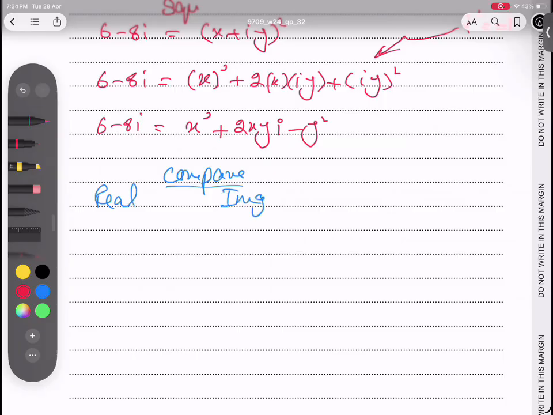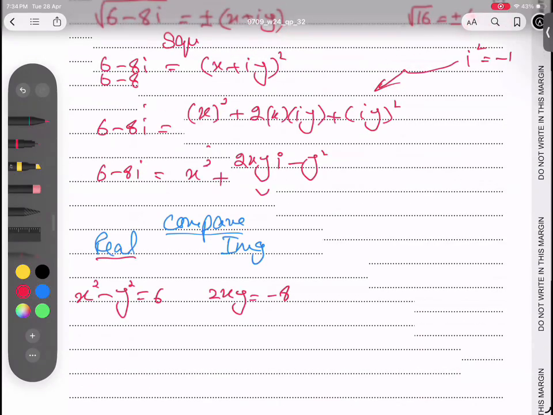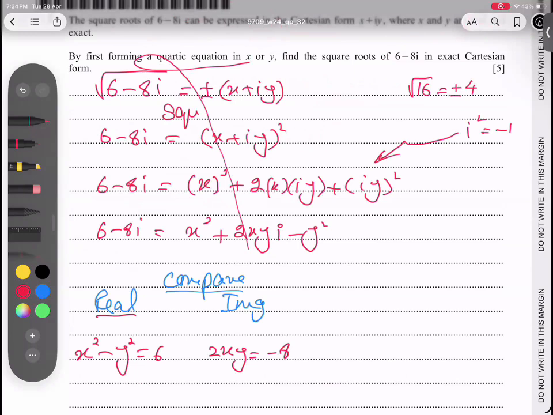Okay, real part is what? Real part is x square minus y square, so I'm getting here x square minus y square is equal to 6, and the imaginary part is minus 8 plus 2xy. So it means 2xy is equal to negative 8. And that forms a quadratic equation in x and y.